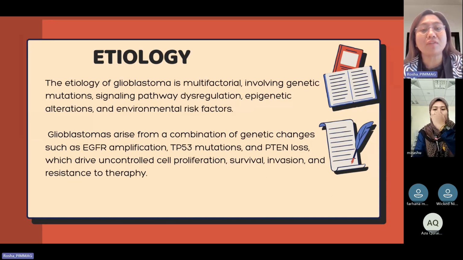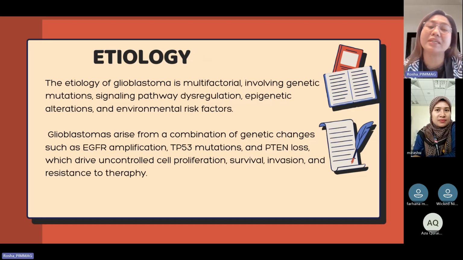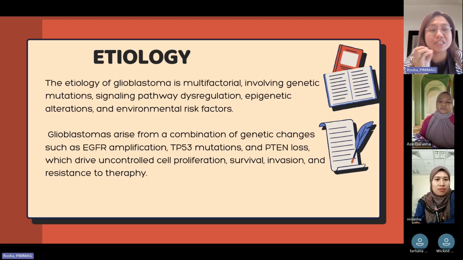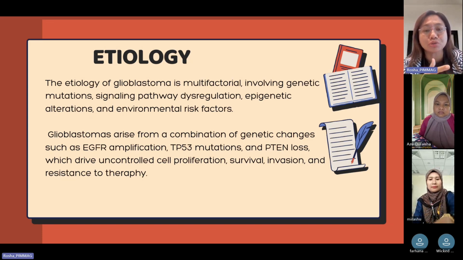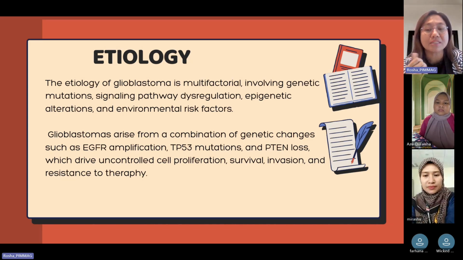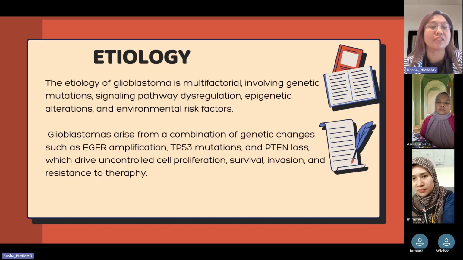The etiology of glioblastoma is multifactorial, involving genetic mutation, signaling pathway dysregulation, epigenetic alteration, and also environmental risk factors. Glioblastoma also arises from a combination of genetic changes such as EGFR amplification, TP53 mutation, and PTEN loss, which drive uncontrolled cell proliferation, survival, invasion, and resistance to therapy.